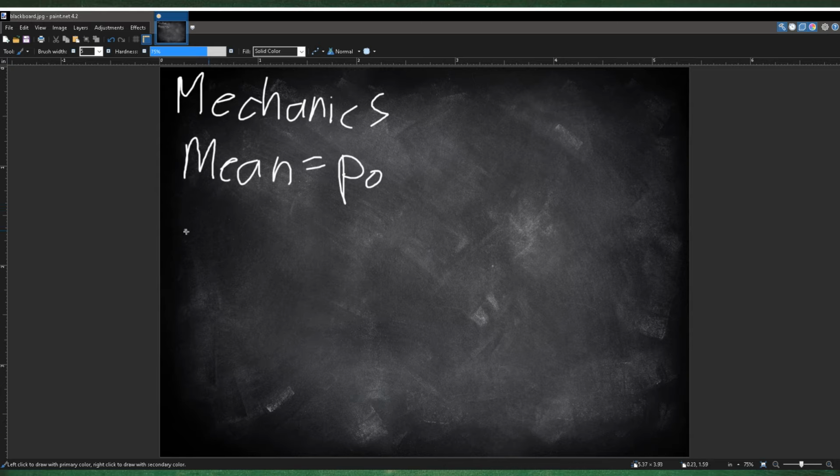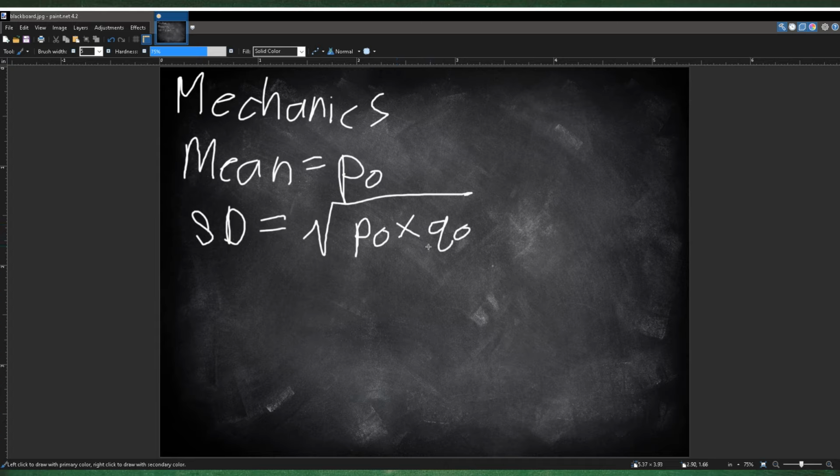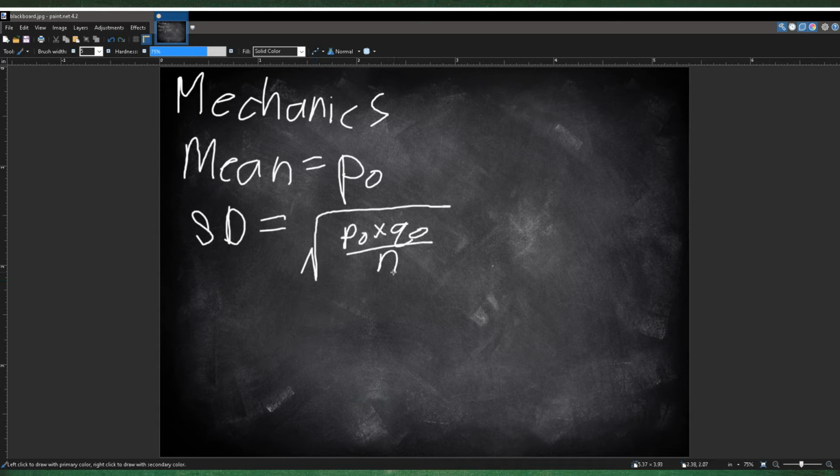Okay? And then you have your standard deviation again, which is going to be equal to the square root of your P0 times your Q0 divided by your sample size. Sorry, I have you write the entire thing. It's going to be the square root of the entire thing. Let me just rewrite this. Square root of P0 times Q0 divided by n. Okay? So you basically square root the entire thing. You're just going to calculate it because this is just the math portion.